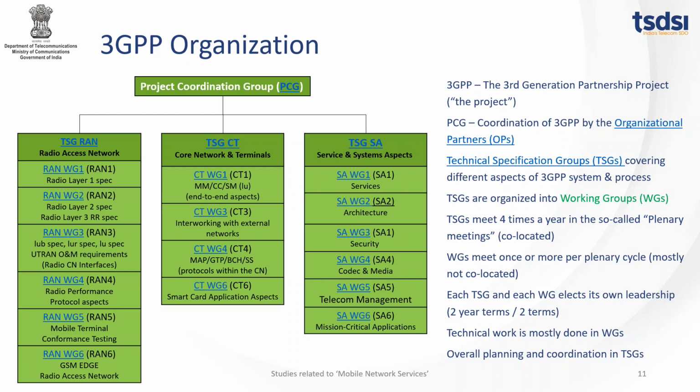RAN 1 focuses on the layer 1 aspects, while RAN 2 focuses on layer 2 and RRC aspects. RAN 3 talks about the O&M requirements, interfaces, and so on and so forth. Similarly, if you look at SA, SA1 basically generates the requirements, and that's the group which is of our interest today, because for every group to work, the first step is to generate the requirements, and SA1 plays the lead role here.